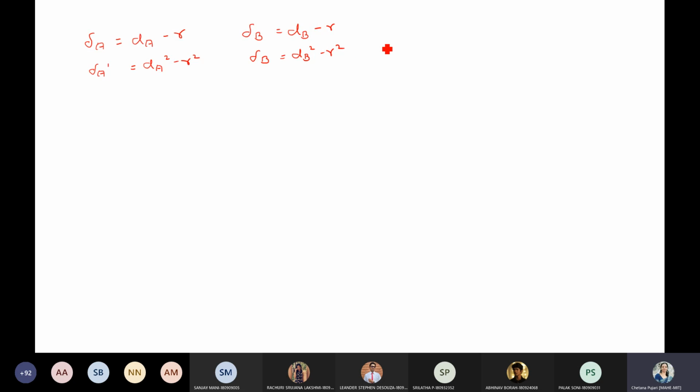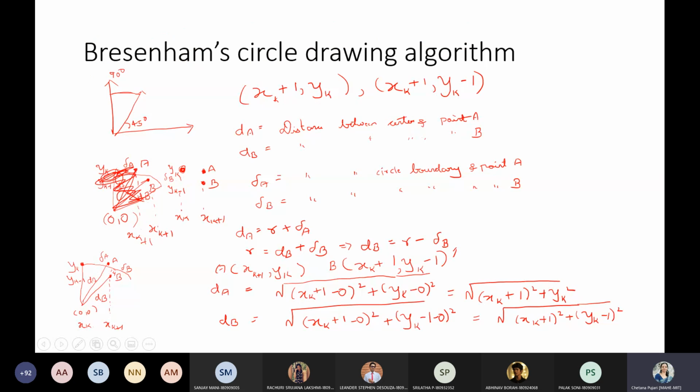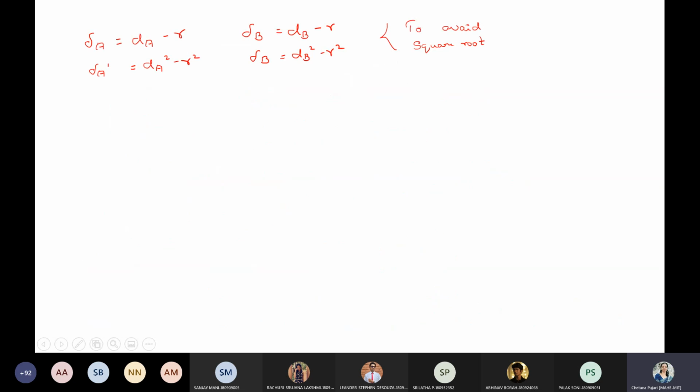Why are we doing this? Because we want to avoid square root. Because we have a square root in the previous step, while calculating the distance, we have made use of square root, right? Just to avoid square root, we are going to square these terms, because dA and dB we have represented in terms of square root. I want to avoid this, and we want to deal with delta A and delta B because we want to decide which one is nearer to the circle boundary, right?